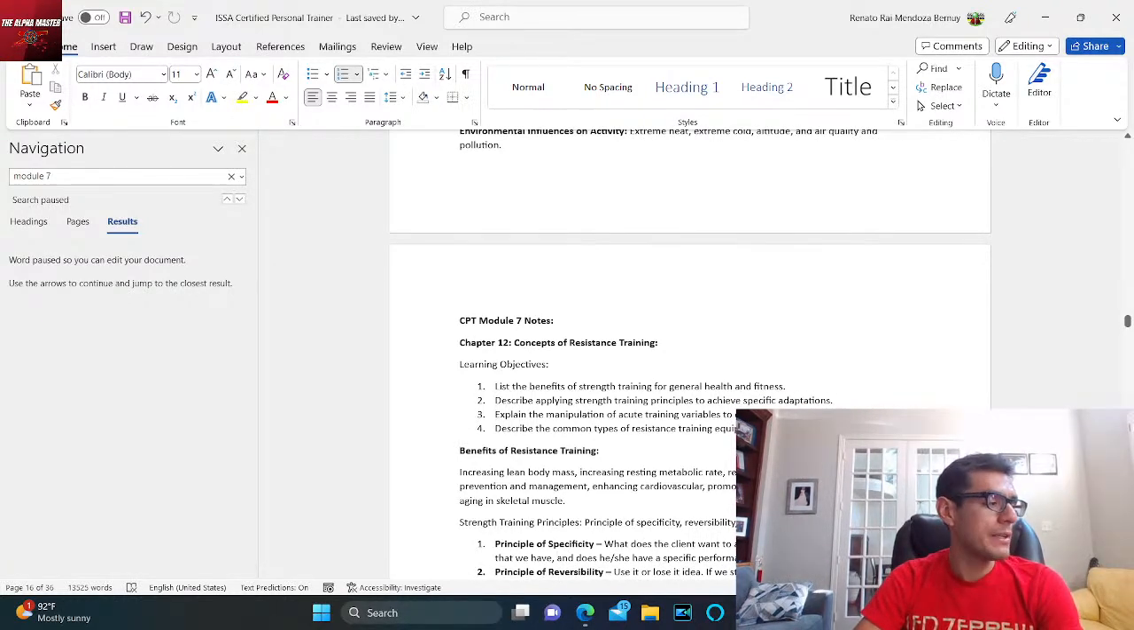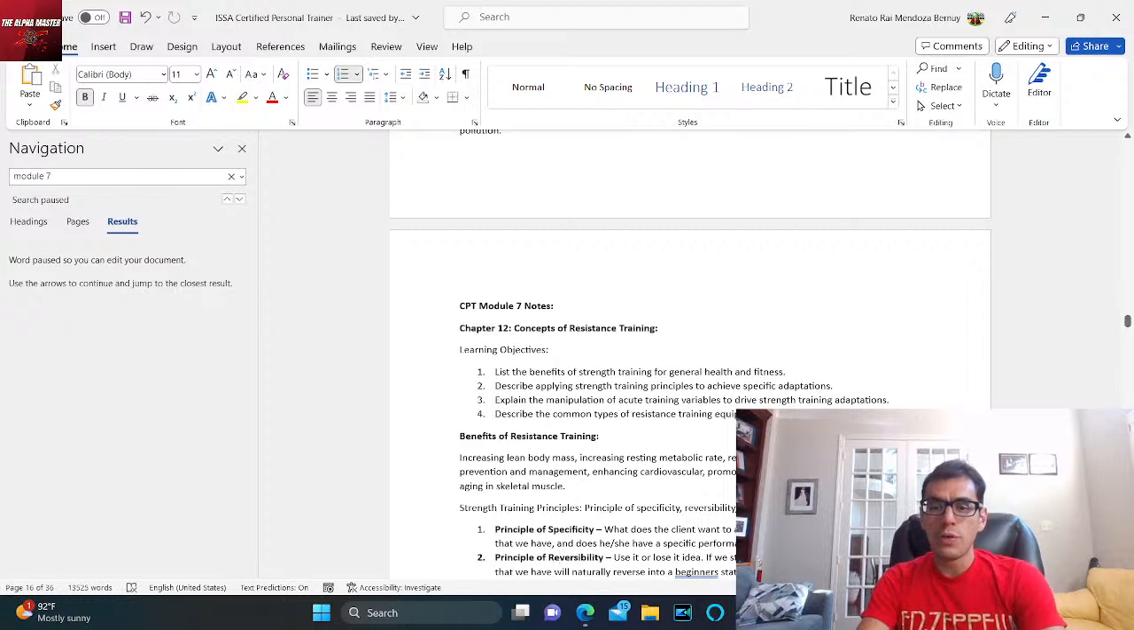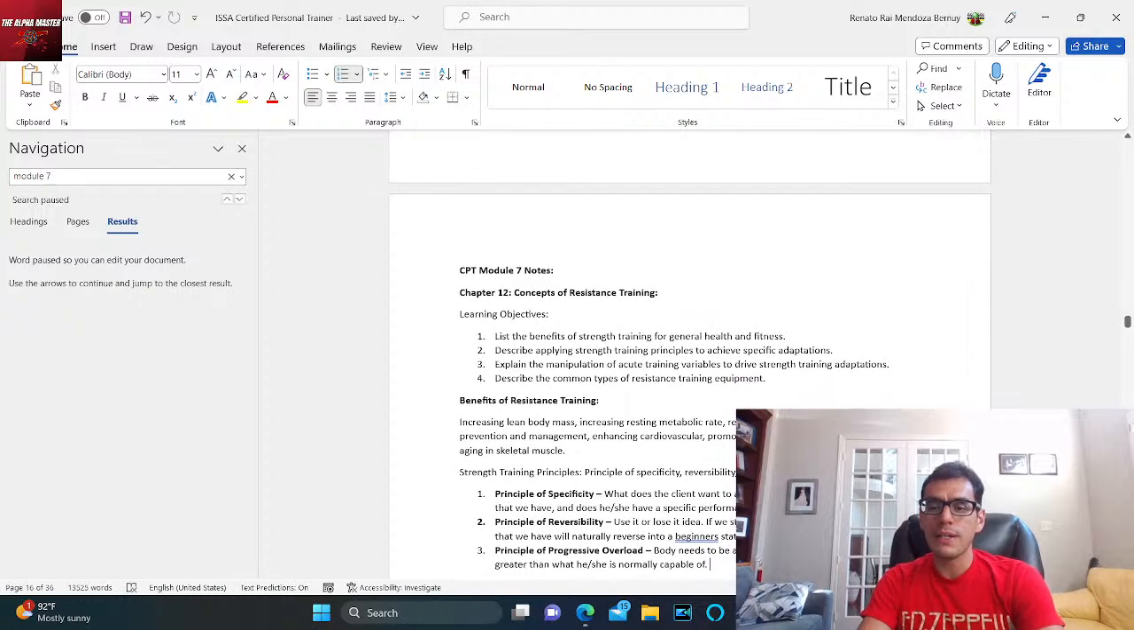Now, the principle of reversibility, as part of the strength training principles, is the use it or lose it idea. If we stop training for a prolonged period of time, the gains that we have will naturally reverse into a beginner's status. That's going to be the principle of reversibility.